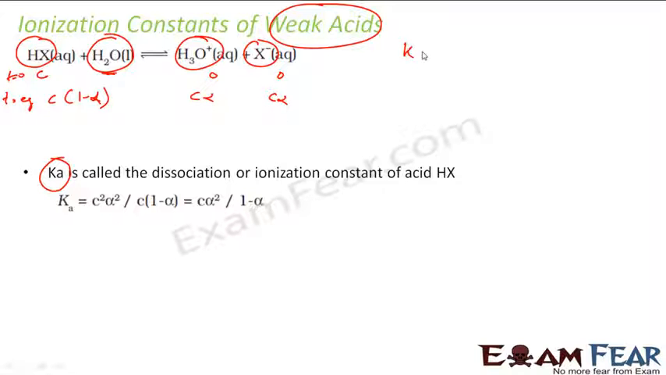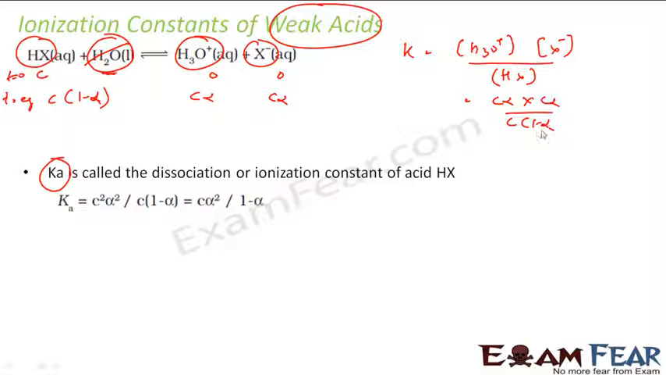I want to write K. K will become what in this case? H3O plus ion concentration into X minus concentration by HX. H2O we can ignore because it is a pure liquid. This becomes C alpha into C alpha by C into (1 minus alpha). If you see, C alpha square by C(1 minus alpha), and that is what you have got, and this is called Ka.